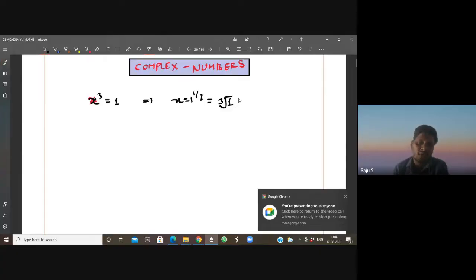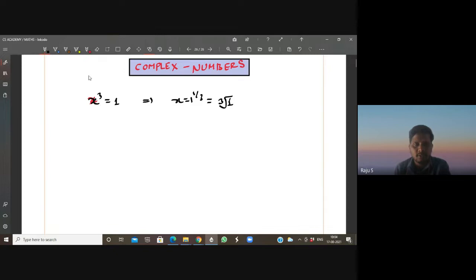Cube root of 1, nothing but unity. Cube root of unity means, as we already discussed, these roots. So what are the roots? We have got it: x is equal to 1, omega, omega square.